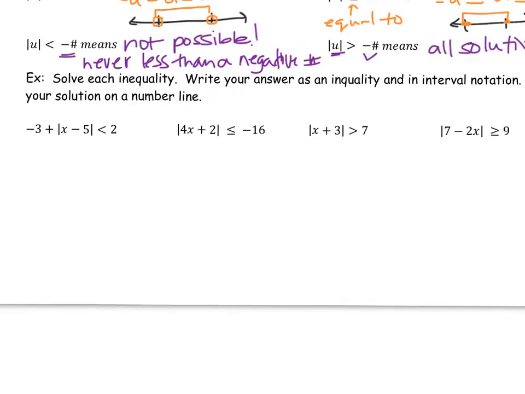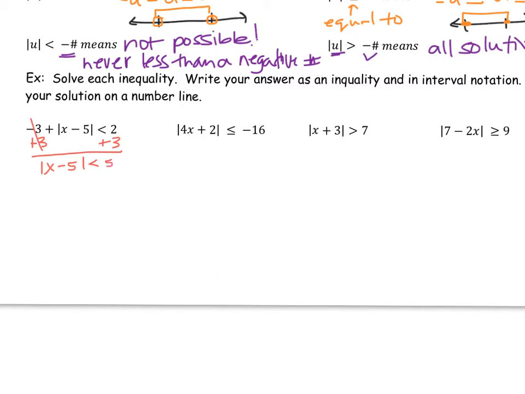For our first example, -3 plus the absolute value of x minus 5 is less than 2. Now remember, when solving, it's necessary to isolate the absolute value if you need to. We need to move that -3 then to the other side. If it's -3 and it's being added, we're going to add the opposite, or +3, to the other side. The -3 and the +3 cancel, and we've now isolated our absolute value. On the right, 2 plus 3 is 5.